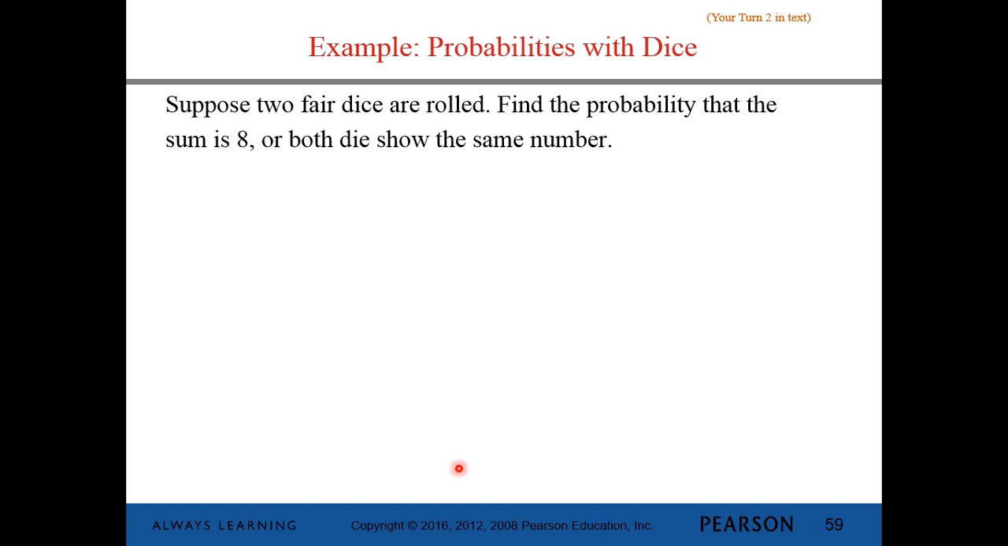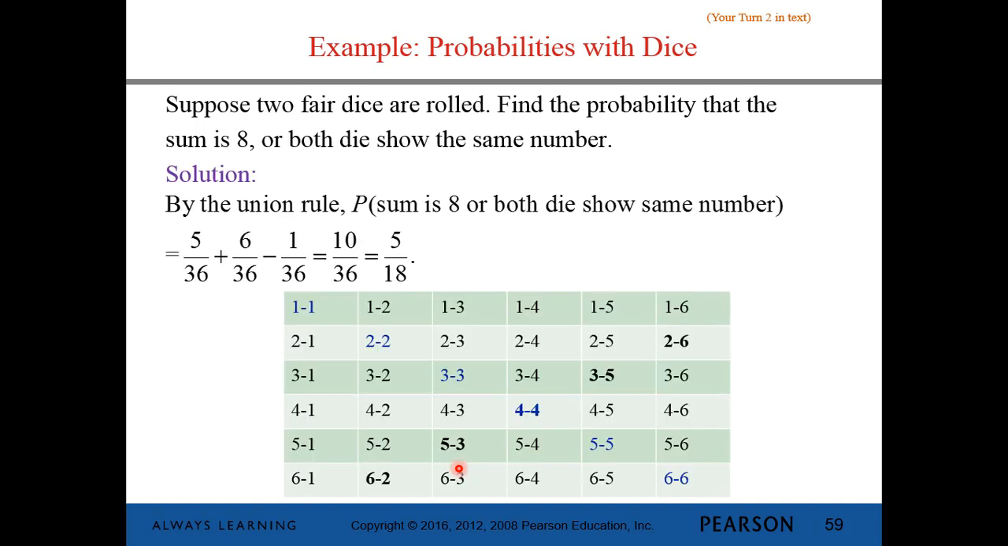Okay, but let's set it up. So here are all possible outcomes, right? So I can do 1,1, 1,2, 1,3, 1,4, and so on. The first number is the first die. Second number is the result on the second die. So these are all of the possible outcomes. Now I want the probability that the sum of the 2 dice is 8, or I get the same number on both die. So I want that probability.